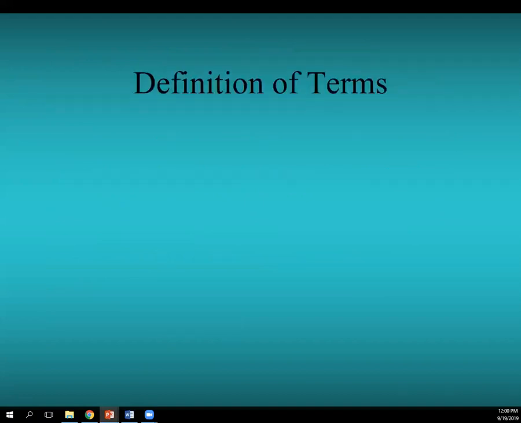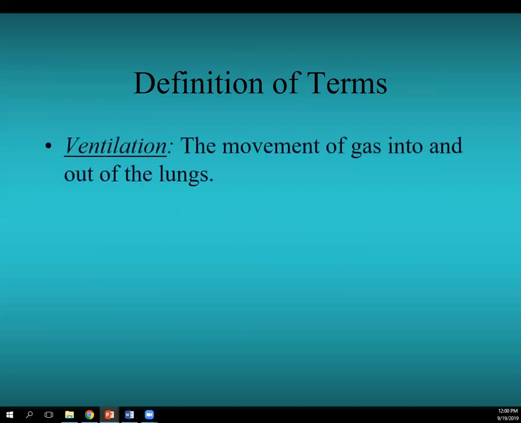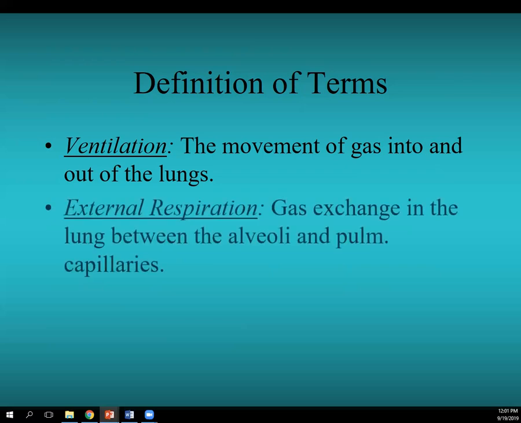Here are a few more terms that I had mentioned before, and they're also in your review, number 39. The first term is ventilation. Ventilation is the movement of gas into and out of the lungs. This is our specialty, what we do in respiratory therapy. We ventilate our patients. We make sure they have a breath in and a breath out. That whole scope of doing that procedure is called ventilation, providing ventilation to your patient.